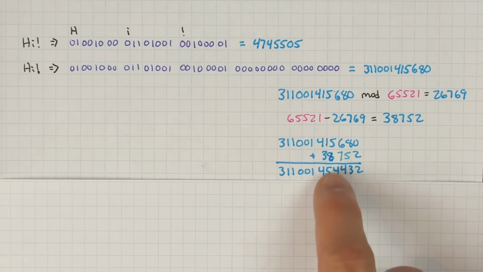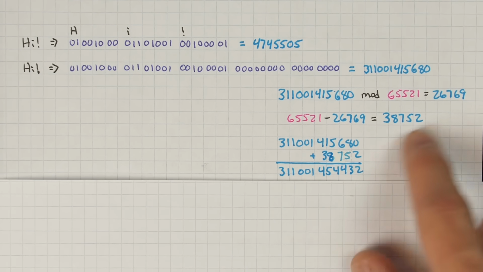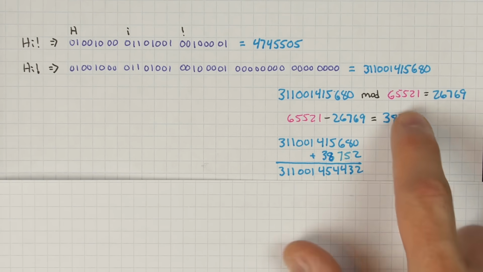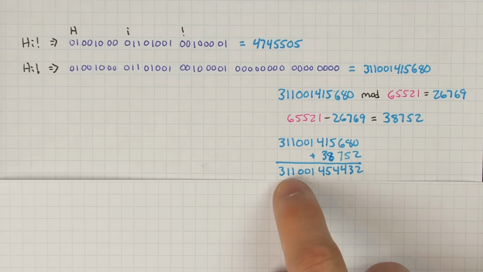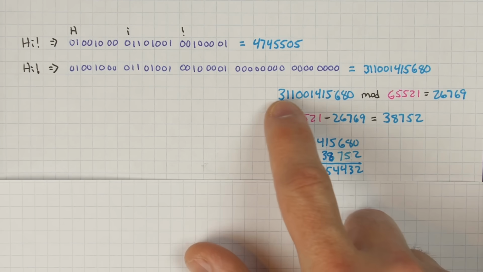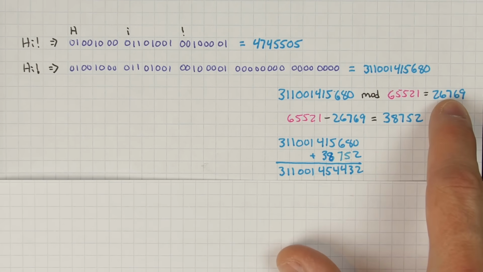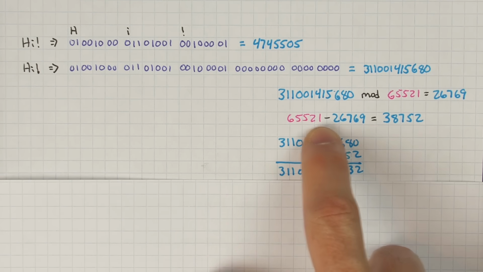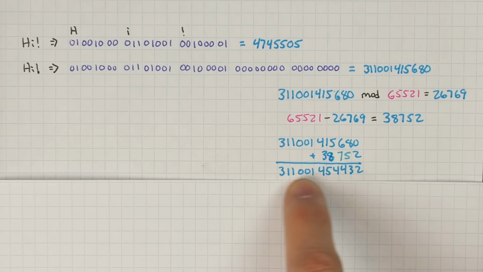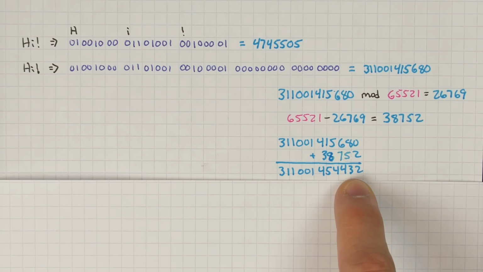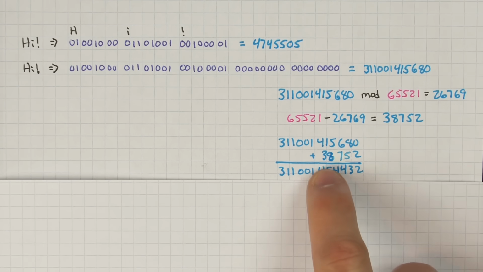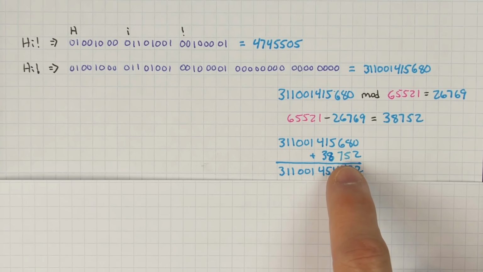And you might be wondering, why are we doing all this? Well, the reason is that this new number that we get is now going to be a multiple of 65521. And it's going to be a multiple of 65521 because we took this other number and figured out what the remainder was, and we tacked on the extra bit to get from that remainder to the next multiple of 65521. So basically this number is just the next multiple of 65521 after our message. And in order to get there, we needed to add on this extra 38,752.